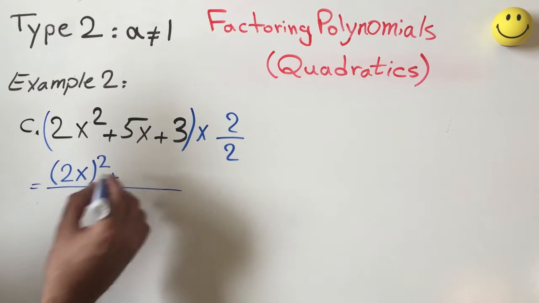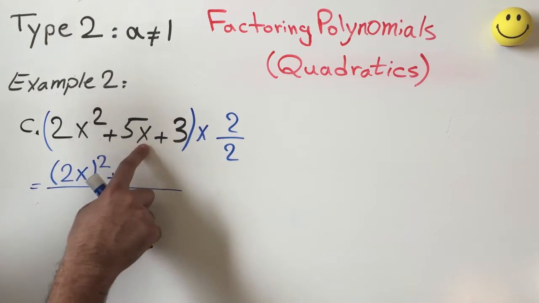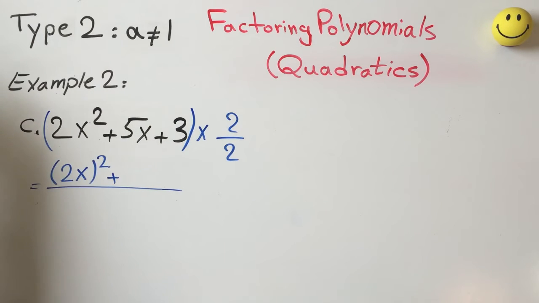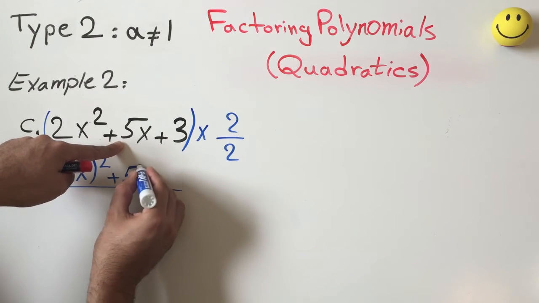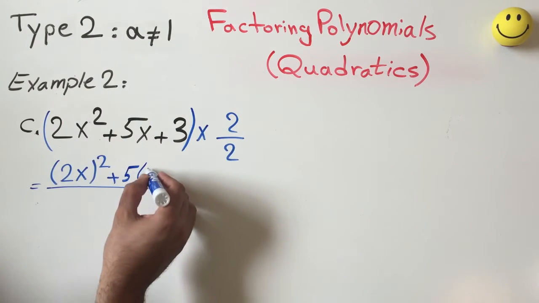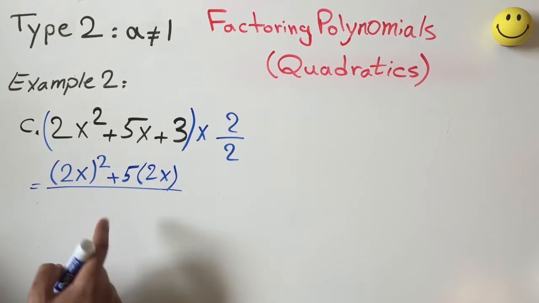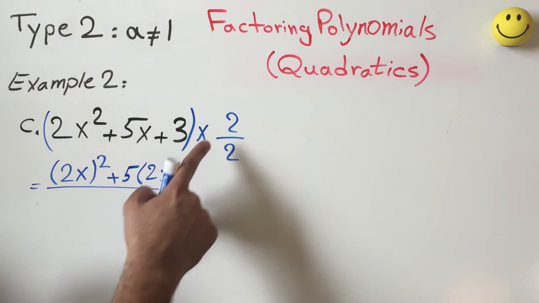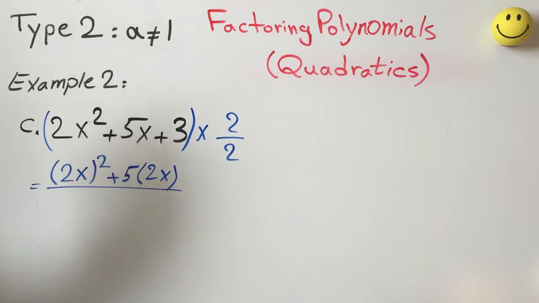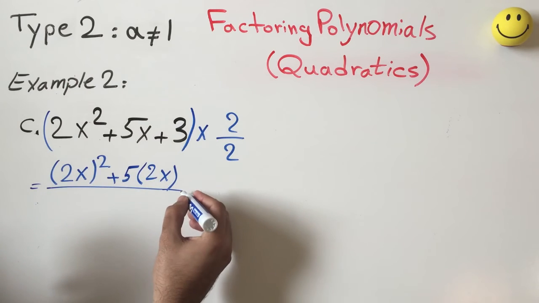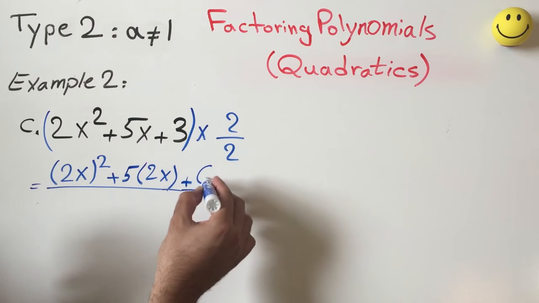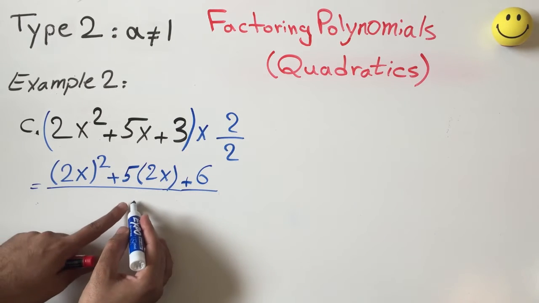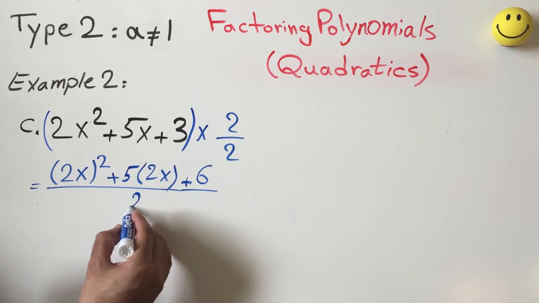Next, plus 2 times 5x is going to be 10x, but I'm not going to write 10x. Again, there's a reason for that. Just keep the 5 first and write 2 beside x. This is the same thing. 5 times 2x, 2 times 5x, it's going to be 10x, right? Now plus 2 times 3 is 6. And then this 2 comes here in the denominator, right?